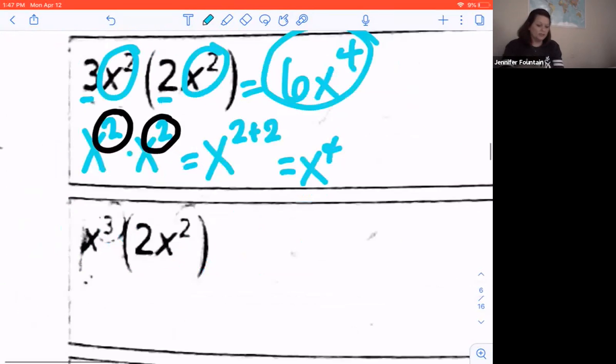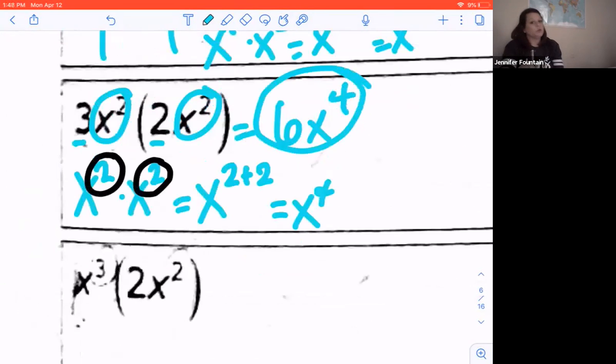All right, let's look at this one. What is my understood coefficient of x cubed? What number do I know is in front of that x? A 1? And what's 1 times 2? 2. What am I going to do with my 3 and my 2 variables?